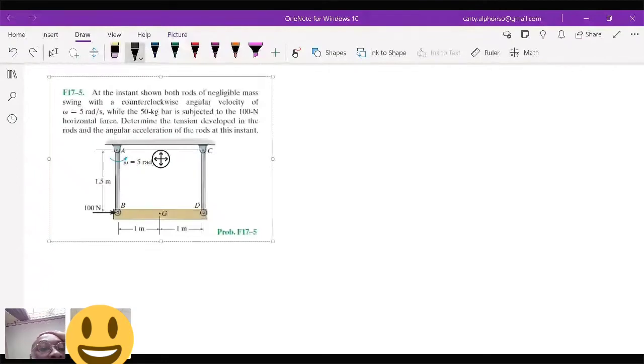At the instance shown, both rods of negligible mass swing with the counterclockwise angular velocity of 5 radians per second. The 50 kilogram bar is subject to 100 newtons of horizontal force. Determine the tension developed in the rods and the angular acceleration of the rods at this instant.